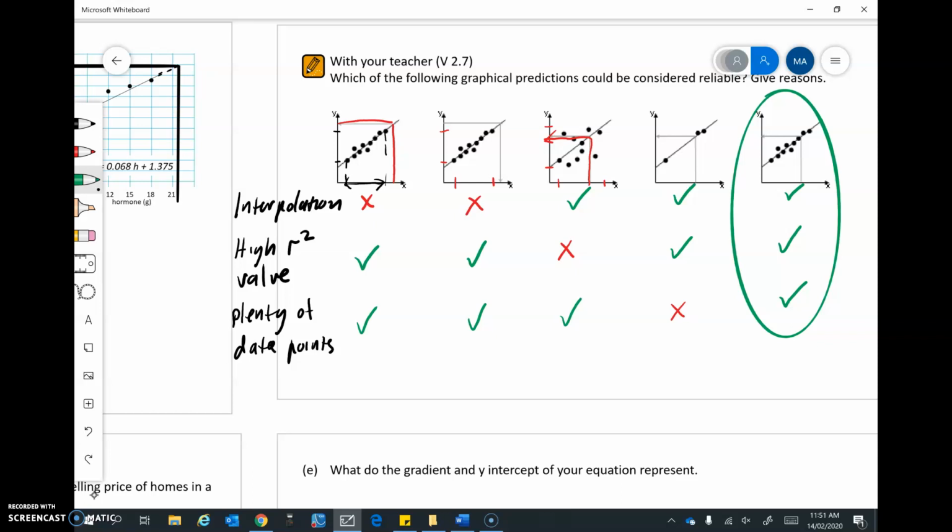This graph here had the problem where it didn't have enough data points. It had high correlation and it was an interpolation, but just not enough data points. So in the end, this is the only one that ticks all the boxes. It's an interpolation. There's a good correlation there, which means a high R squared value and lots of data points. And an interpolation as well.